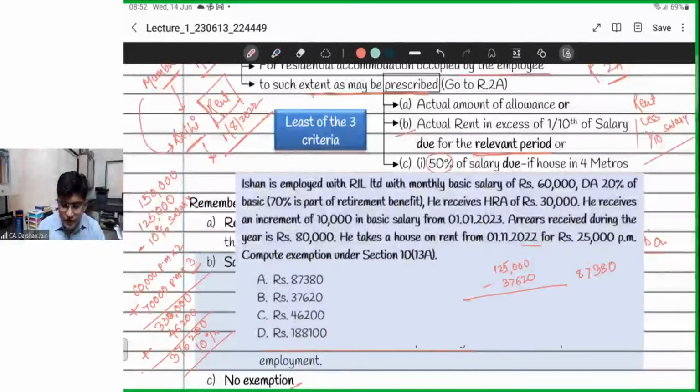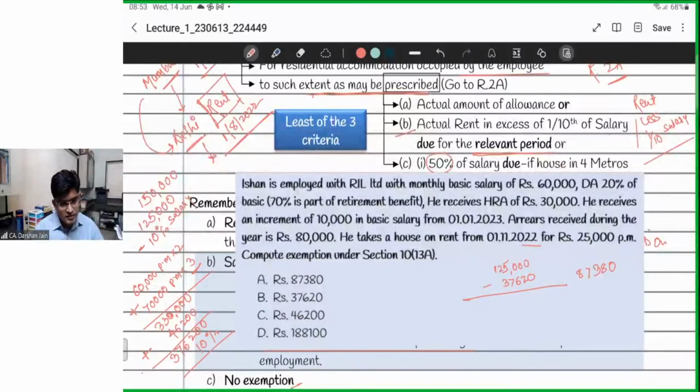If the HRA that I received for 5 months was 1,50,000 and my exemption is 87,380, the rest of the amount would become taxable. However, HRA would be received for the entire year. See, here nothing is stated. If at all the HRA is received only for 5 months, then 1,50,000. Else, for the entire year, 30,000 into 12. So that would be my HRA that I have received. Less 87,380.